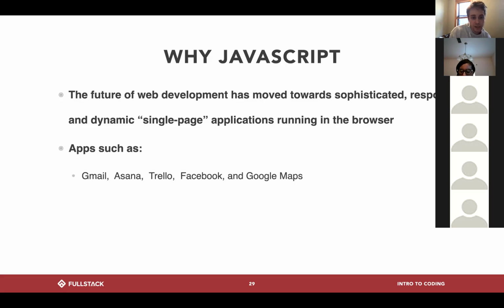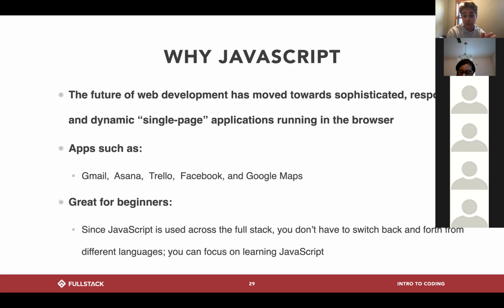Apps such as Gmail, Asana, Trello, Facebook, Google Maps. It's great for beginners because you can use it across the full stack. So like I said, all of those different sections, client side, server side, database, you can use one language to write an entire web application, which is really cool, as opposed to having to learn this thing and having to learn this thing. The languages that we're going to learn in this class, that's it. In order to just make a web application, a really sophisticated one, those are the only 3 languages that you need. So it's pretty cool.